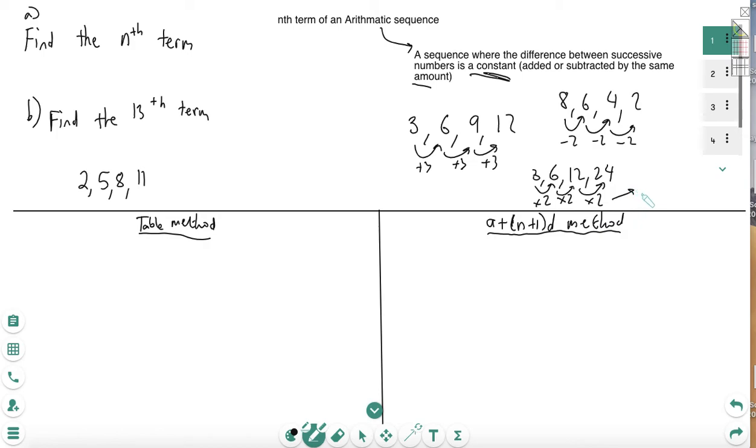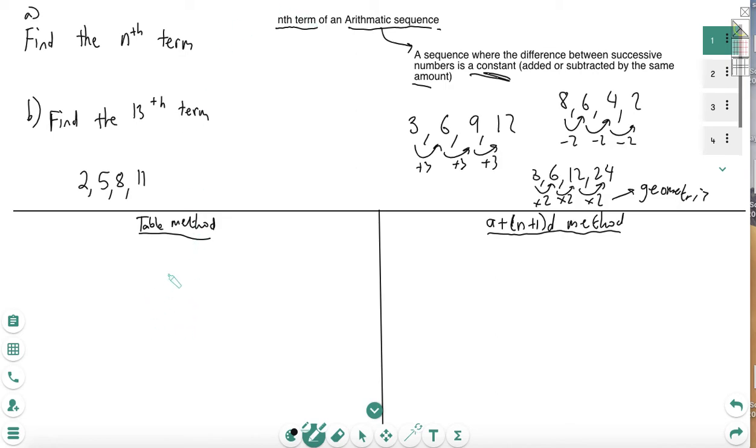This sequence is an example of a geometric sequence. Alright, but today we're going to focus on arithmetic sequences only, okay? Now, what does finding the nth term mean? Well, I think it's best explained by showing an example.